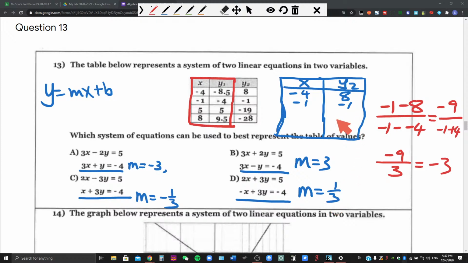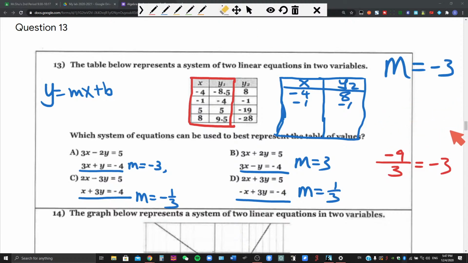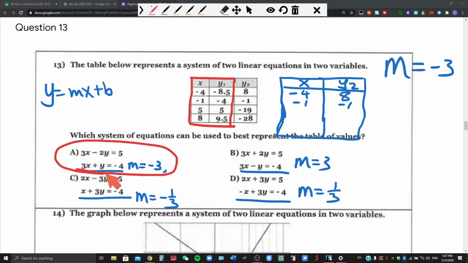We can verify that from 5 to 8, x increased by 3, and y decreased by 9. Yes, that's right. So using our formula, we find that the blue slope is negative 3. And the one matching this will be A, because the others are all giving the wrong slope for the blue one, right? So A will be the answer.